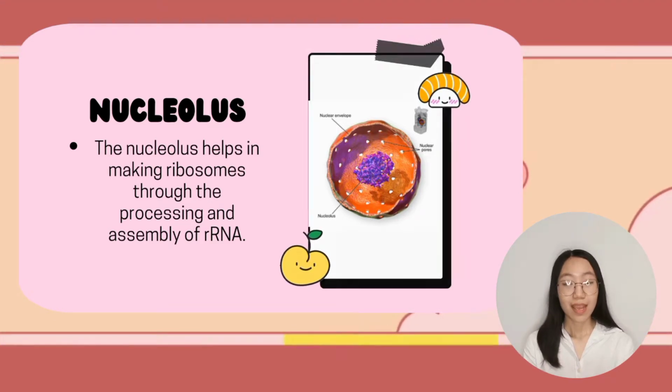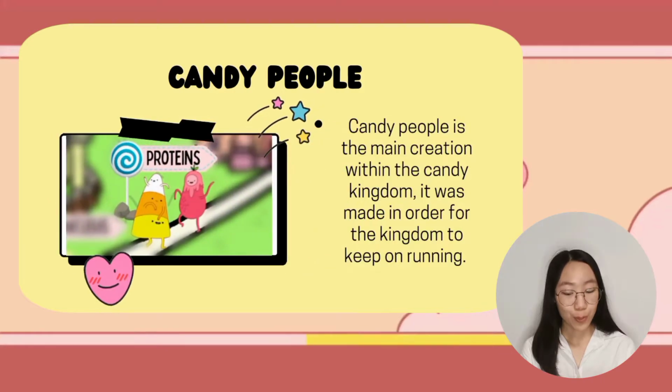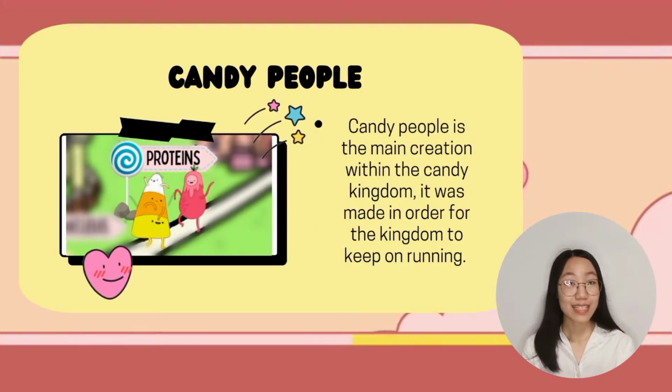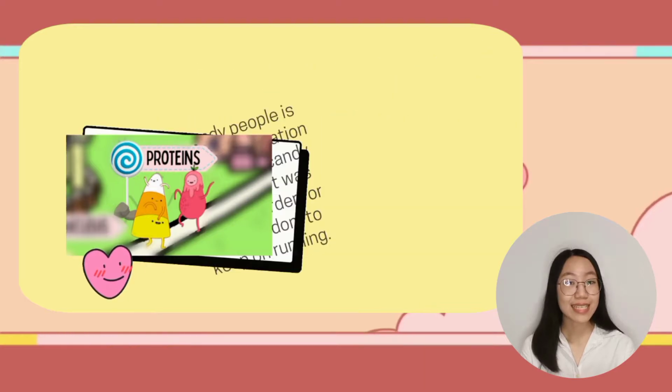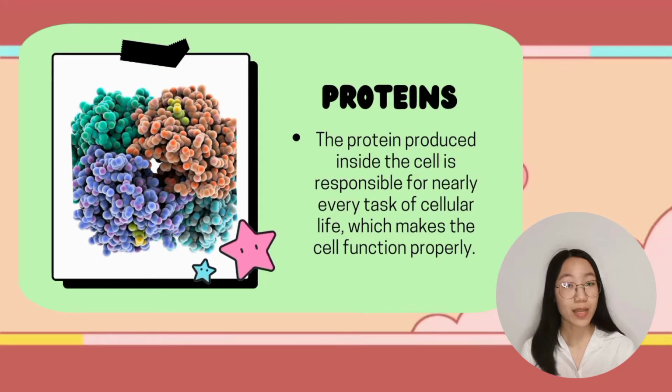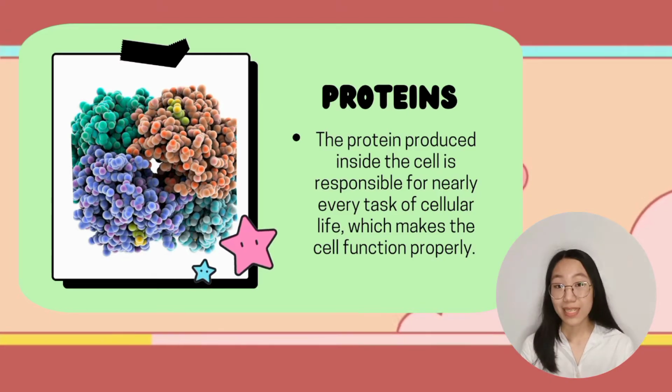Next, the candy people is like the protein because it is the main creation within the candy kingdom. It was made in order for the kingdom to keep on running. Much like the protein inside the cell, it is responsible for nearly every task of cellular life, which makes the cell function properly.